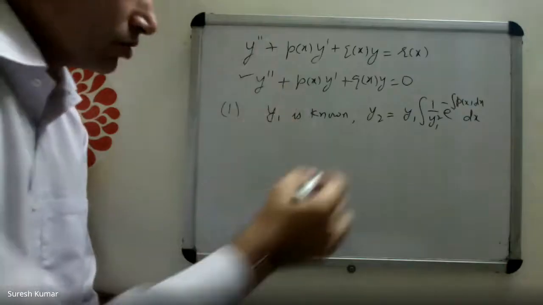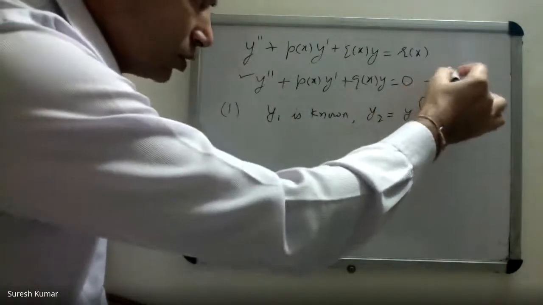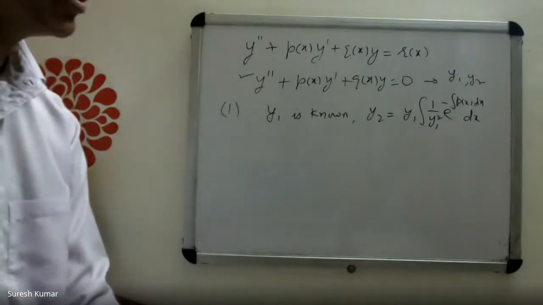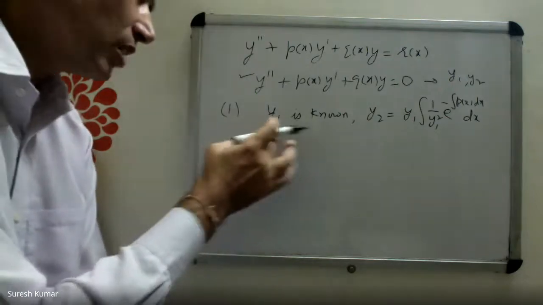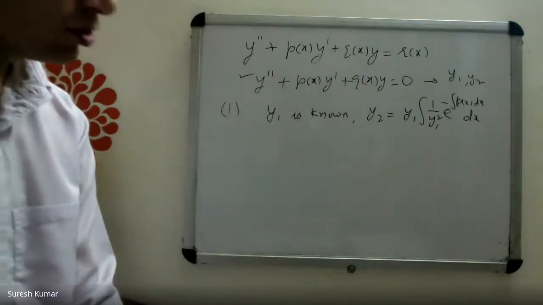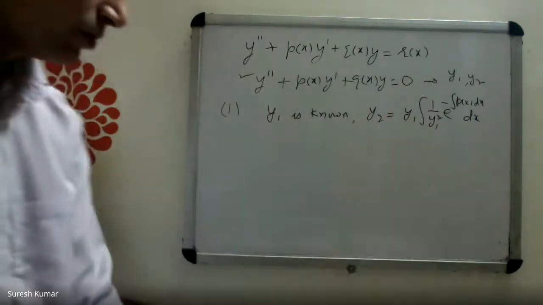For this differential equation, to write the general solution, you need two linearly independent solutions, y1 and y2. So the first method is, if y1 is known or you can guess it somehow, then the second solution is given by this formula.